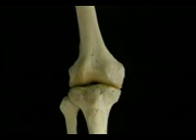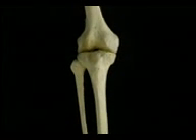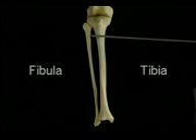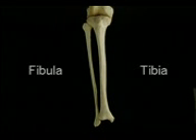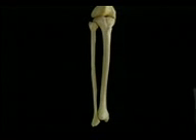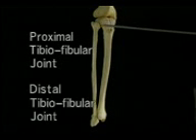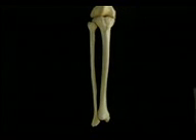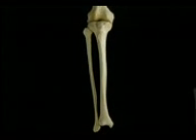Now we'll add the tibia and the fibula to the picture. The tibia and the fibula are fixed to each other firmly by two joints, the proximal and distal tibio-fibular joints. There's almost no movement at either of these joints.